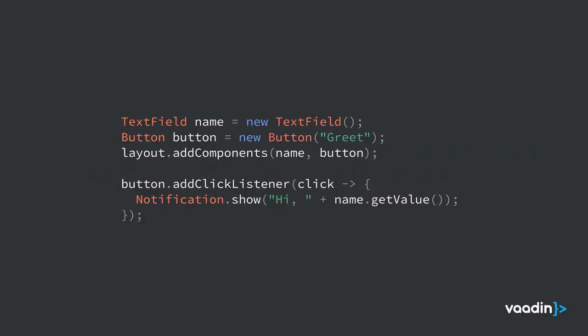We have a text field, we have a button added to a layout. And for the button here, we add a click listener that just gets the value from the name text field and shows that in a notification.